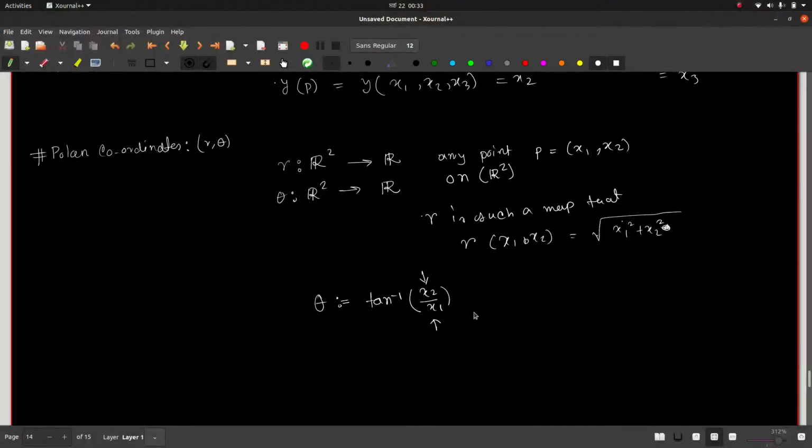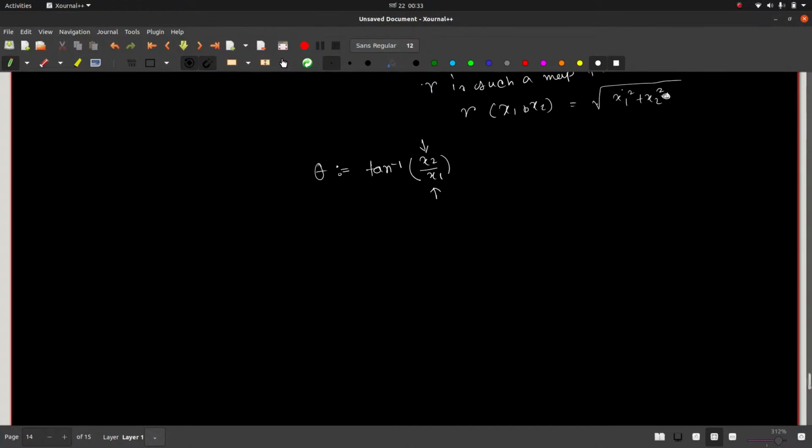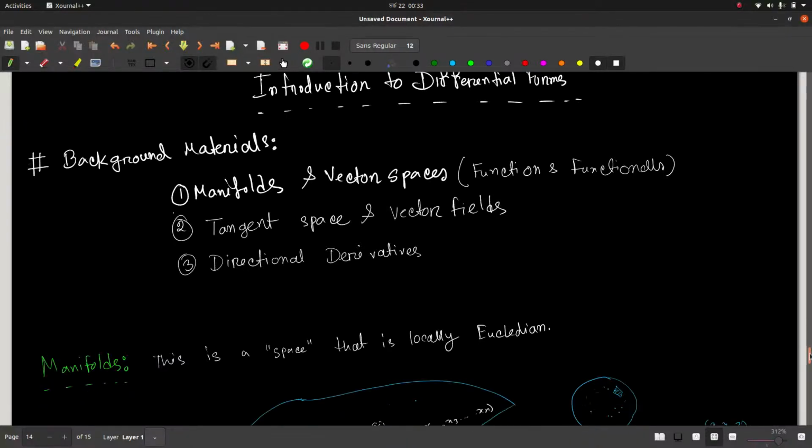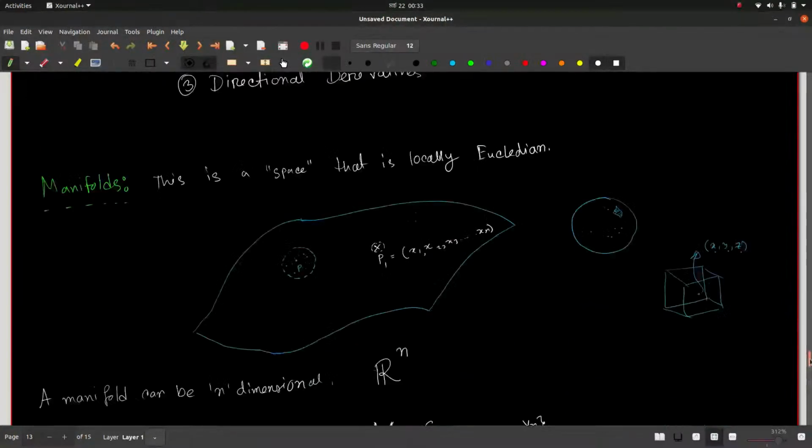Now let's move on. Obviously you can do all of this with numbers as well. That is, instead of x1, x2, x3, you could take 1, 2, 3, any real number you want, and you would get some numerical values once you plug those x1 and x2 values into these r, theta, or x, y sets. So now, since we are done with discussing manifolds, vector space, and coordinate functions, the next important thing is to discuss tangent space and vector fields.